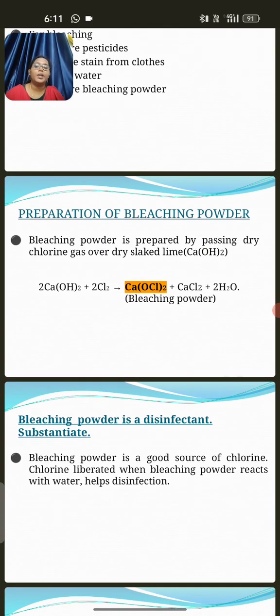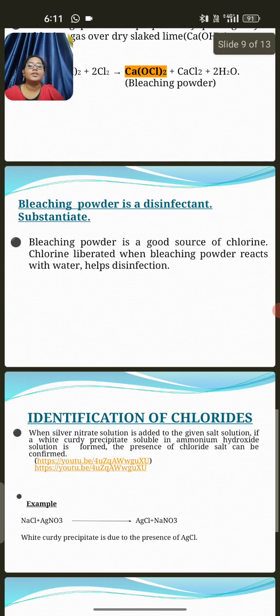Then the preparation of bleaching powder. Bleaching powder can be prepared by passing dry chlorine gas over slaked lime, meaning calcium hydroxide. By the reaction of calcium hydroxide with chlorine gas, calcium hypochlorite is formed. This calcium hypochlorite is called bleaching powder. Bleaching powder is a disinfectant. When bleaching powder reacts with water, it liberates chlorine gas. Chlorine gas is a disinfectant, so bleaching powder is also a disinfectant.